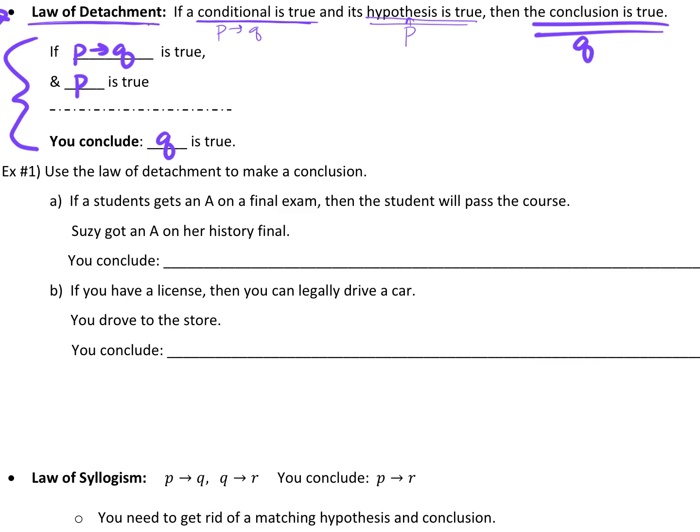So it says use the law of detachment to make a conclusion. Hear this. I'm going to highlight it for you to show you the different pieces. This says if a student gets an A on a final exam, then the student will pass the course. That is your if P, then Q, right? If a student gets an A on the final exam, then the student will pass the course. And we're saying that's a true statement. If you get an A on the final, you're going to pass.